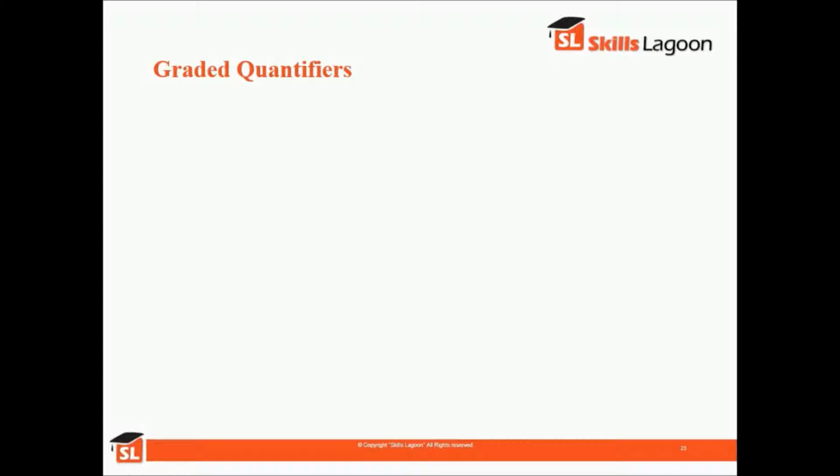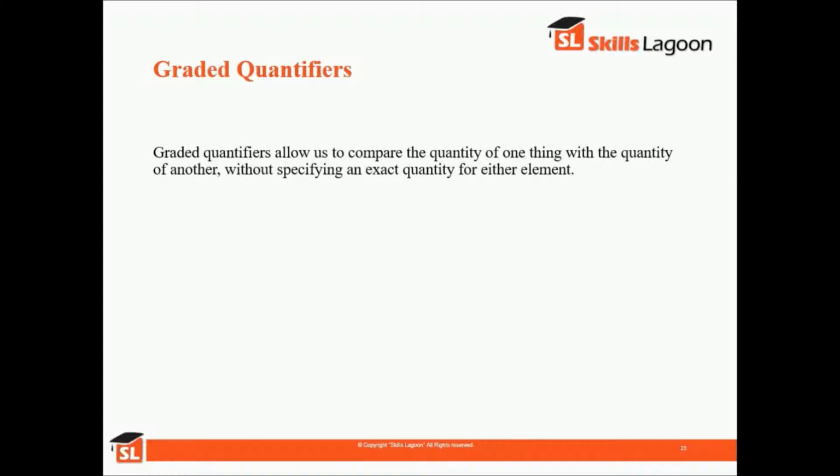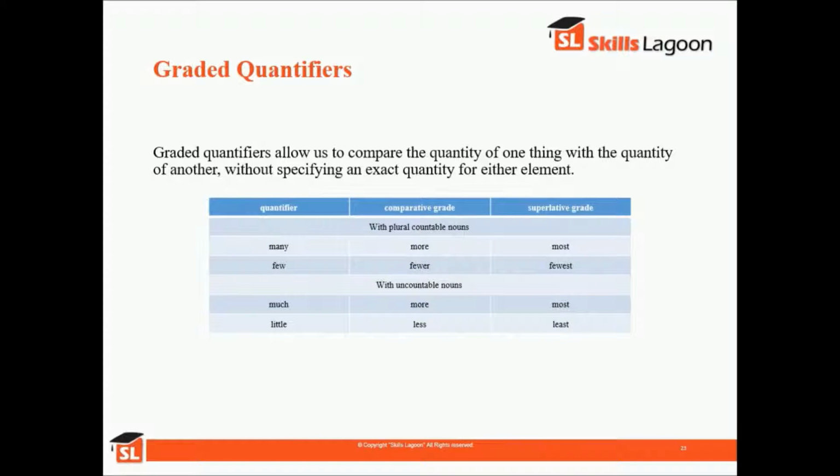Now, there are graded quantifiers. Graded quantifiers allow us to compare the quantity of one thing with the quantity of another without specifying an exact quantity for either element. First, quantifiers with plural countable nouns have comparative and superlative grades. For many, the comparative is more and the superlative is most. For few, the comparative is fewer and the superlative is fewest.